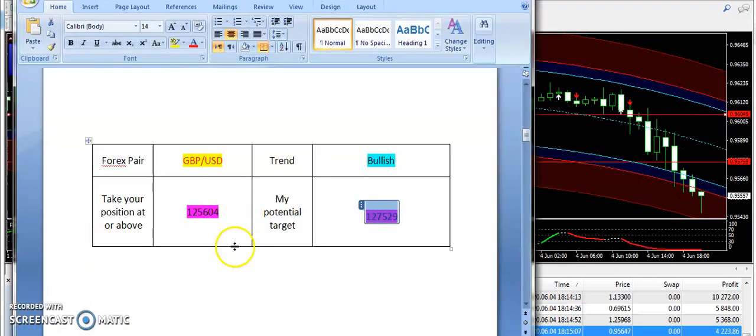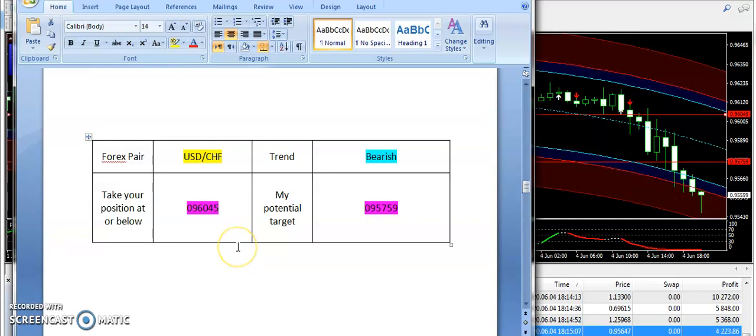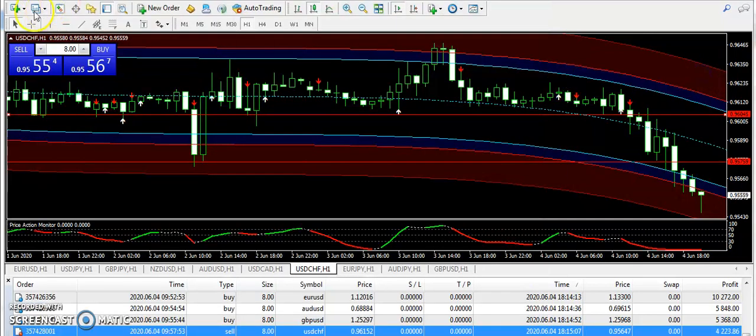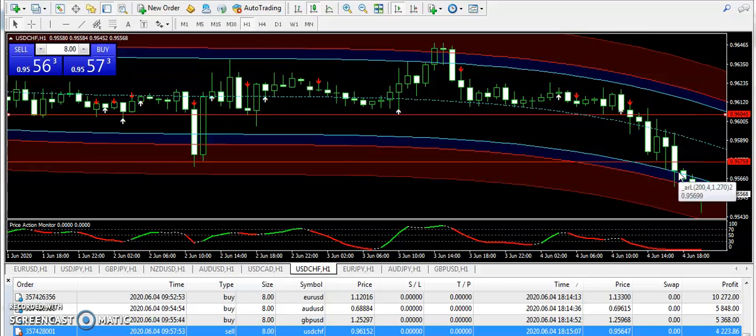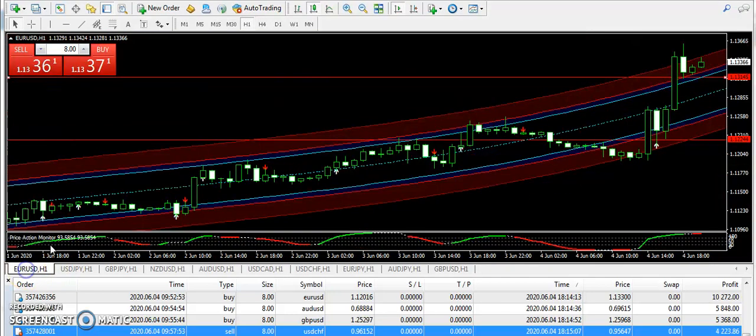At last, I would like to talk about USDCHF. So USDCHF with a bearish expectation from 096045 and 095759 was the target price, and guys, you can see we have received a big drop on USDCHF today, and it has even went beyond the barriers of the target price. So guys, if you have traded USDCHF in a bearish way, then you must have filled your MT4 terminal with profits. So guys, let me explain about the trading system.